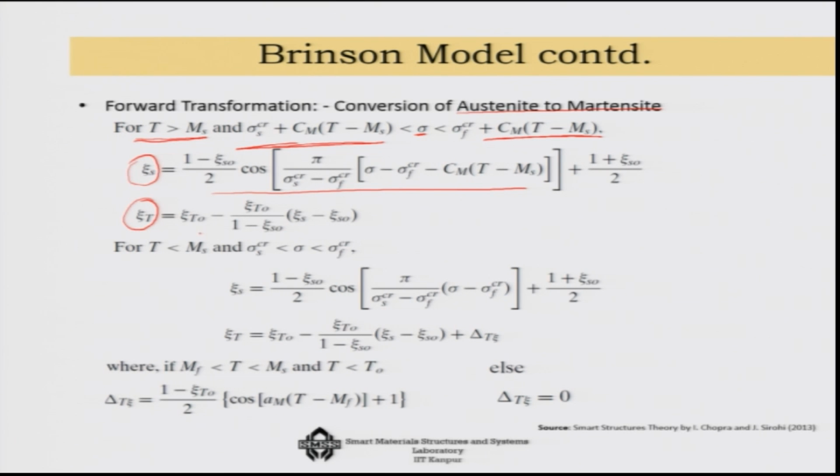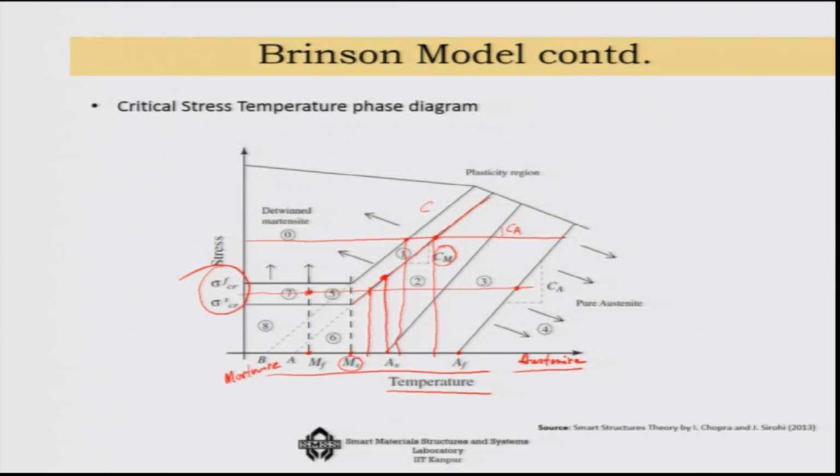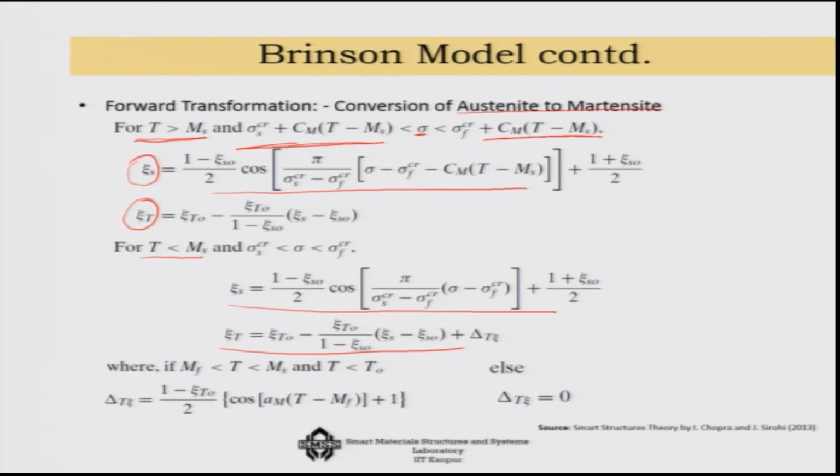Now, when T is less than Ms, then you have a different relationship here. Here this is the xi s and this is the xi t relationship. Just based on this curve, if you work on it, you will be able to get these relationships. Now, when temperature is in between Mf and Ms, where Martensite formation is happening, and T is less than T 0, then you have this temperature relationship in the system. Otherwise, this delta T xi will be 0.